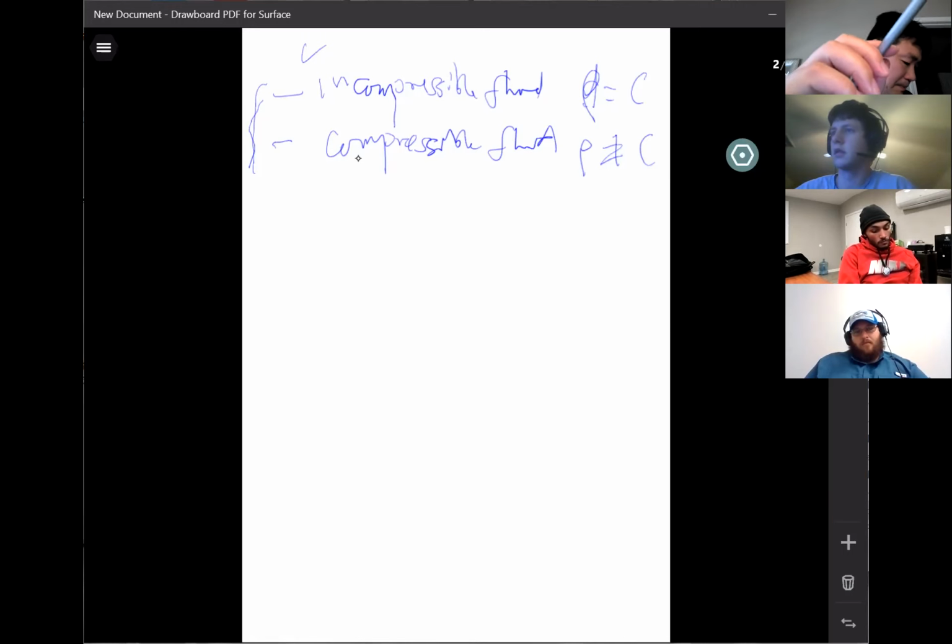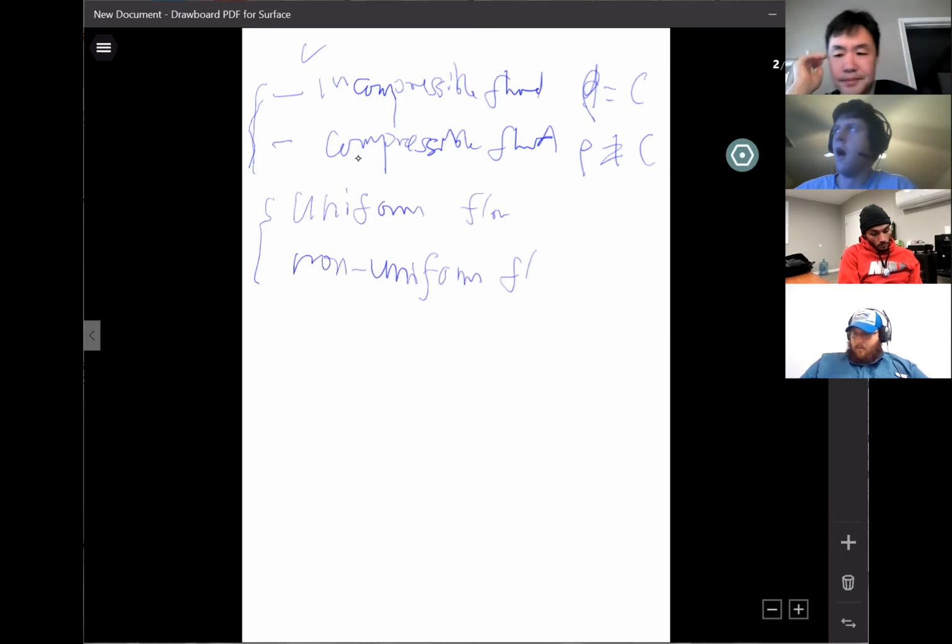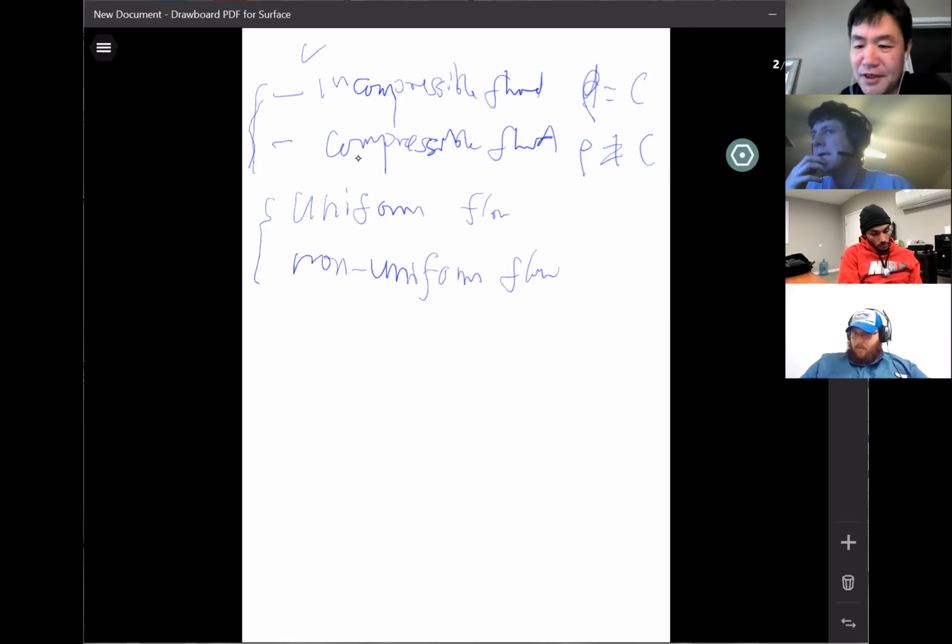Another classification, it's very important. You guys need to know: uniform flow versus non-uniform flow. Okay. Uniform flow versus non-uniform. So that relates to a fundamental difference between fluid mechanics and solid mechanics.